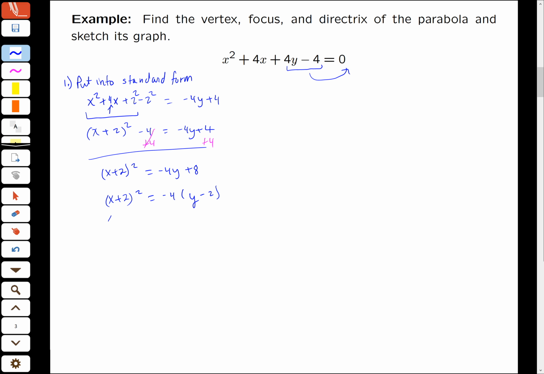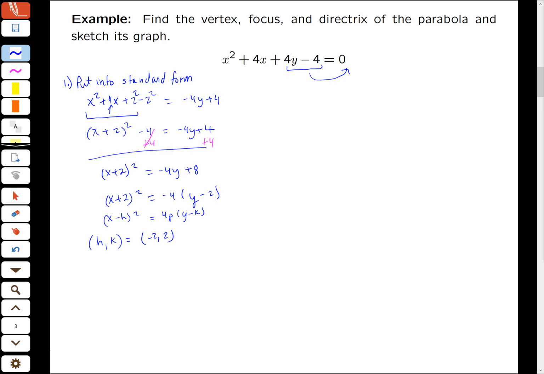Remember, the form is x minus h squared is equal to 4p times y minus k. So in this case, h, k is going to be, think about the opposite sign. Right here, we have a plus 2. I want it to be minus h, so it's going to be the opposite sign of plus 2. So h is going to be negative 2, and k is going to be a positive 2. Just think opposite sign. So h, k is going to be negative 2, 2.